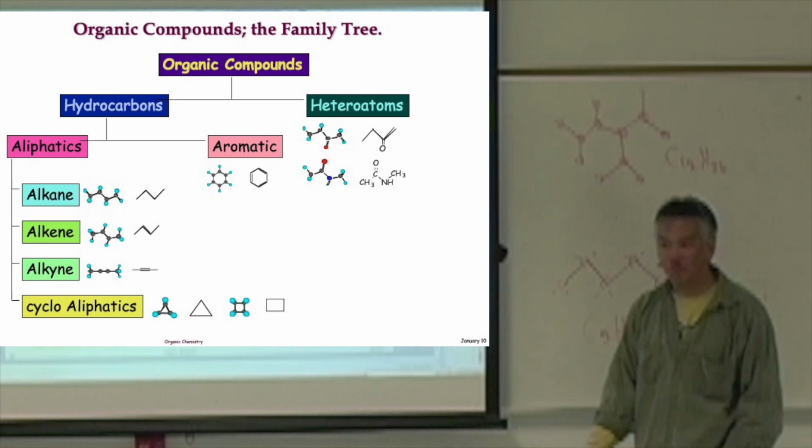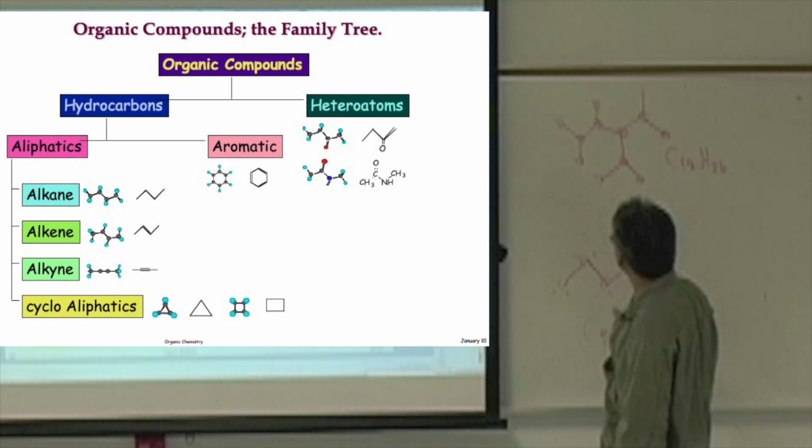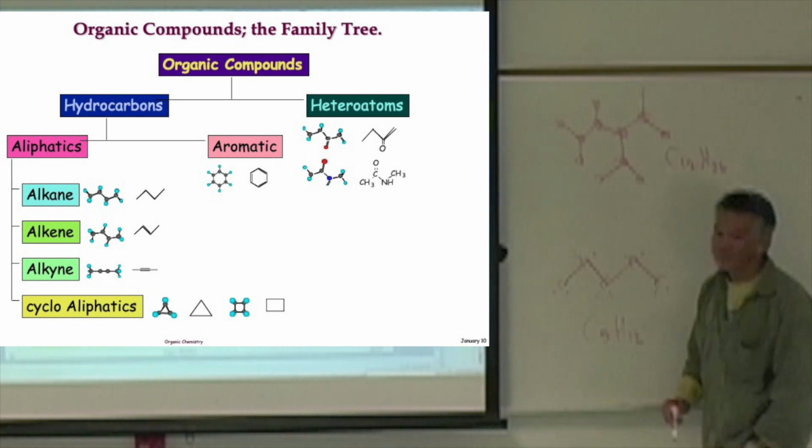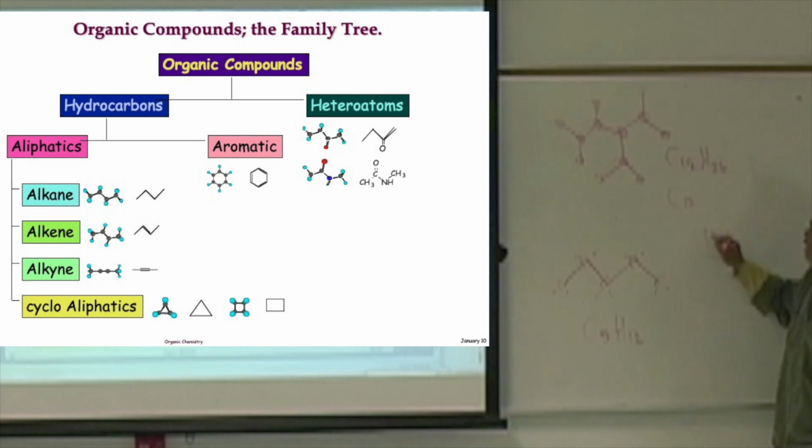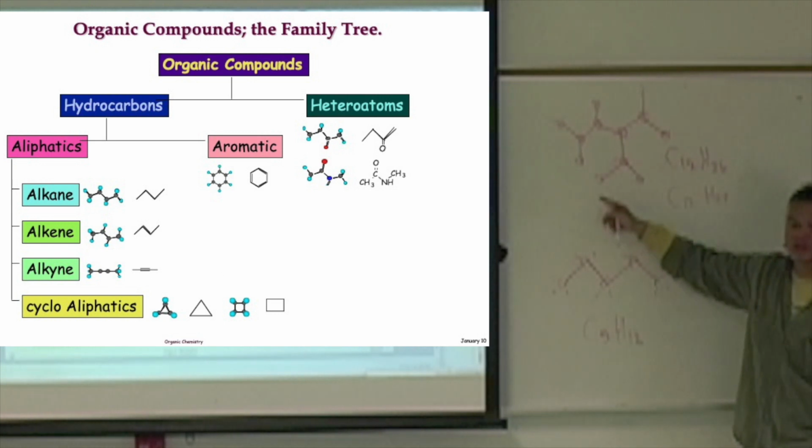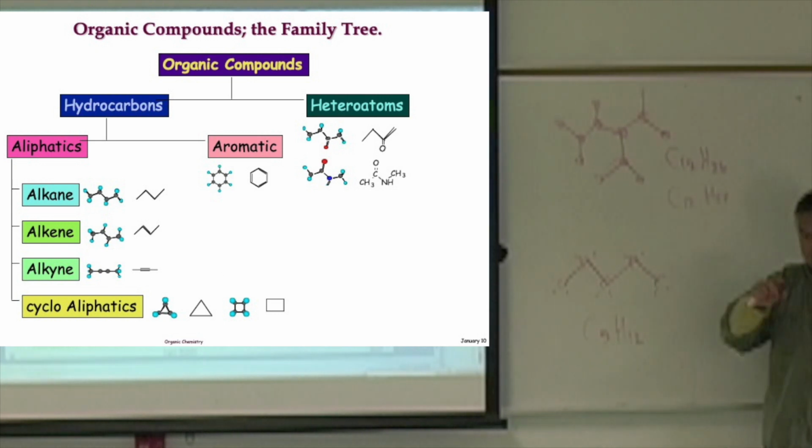There are 26. If there is a double bond in here somewhere, it's still C12, but now how many hydrogens? 24. I've just sacrificed a hydrogen from here and here to make that double bond. So it's always 2 fewer hydrogens.